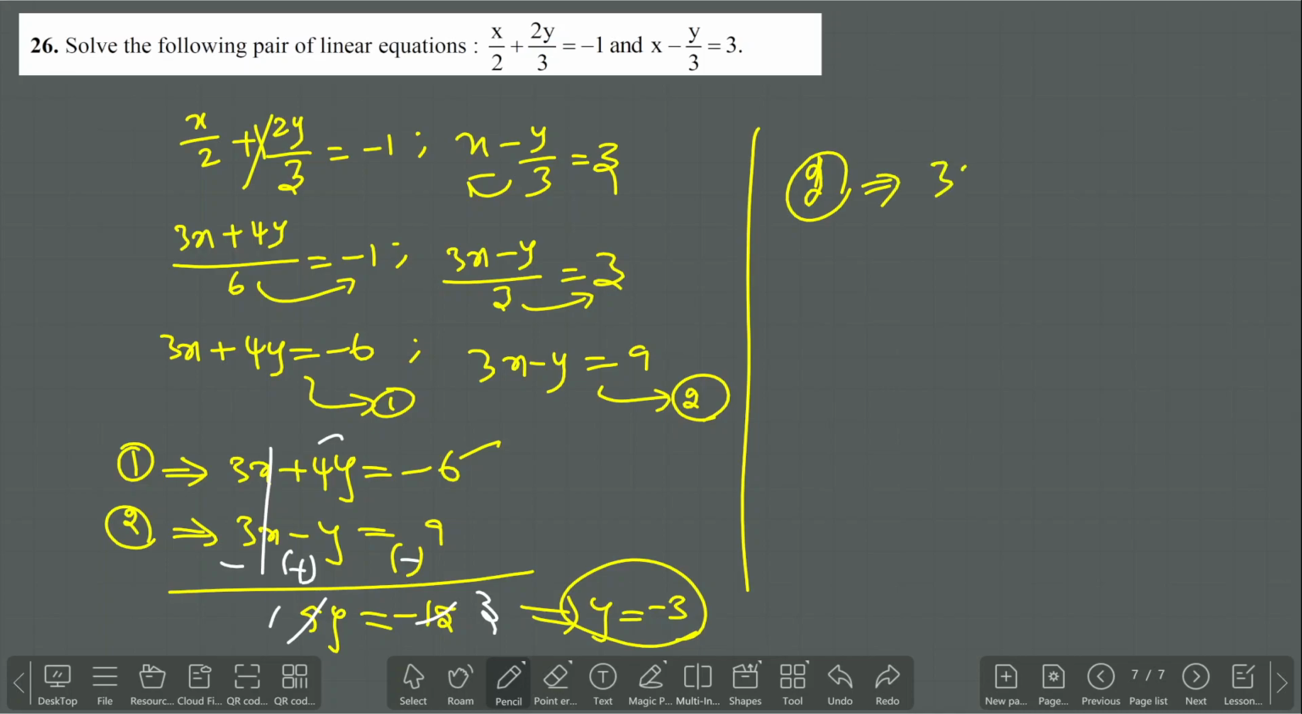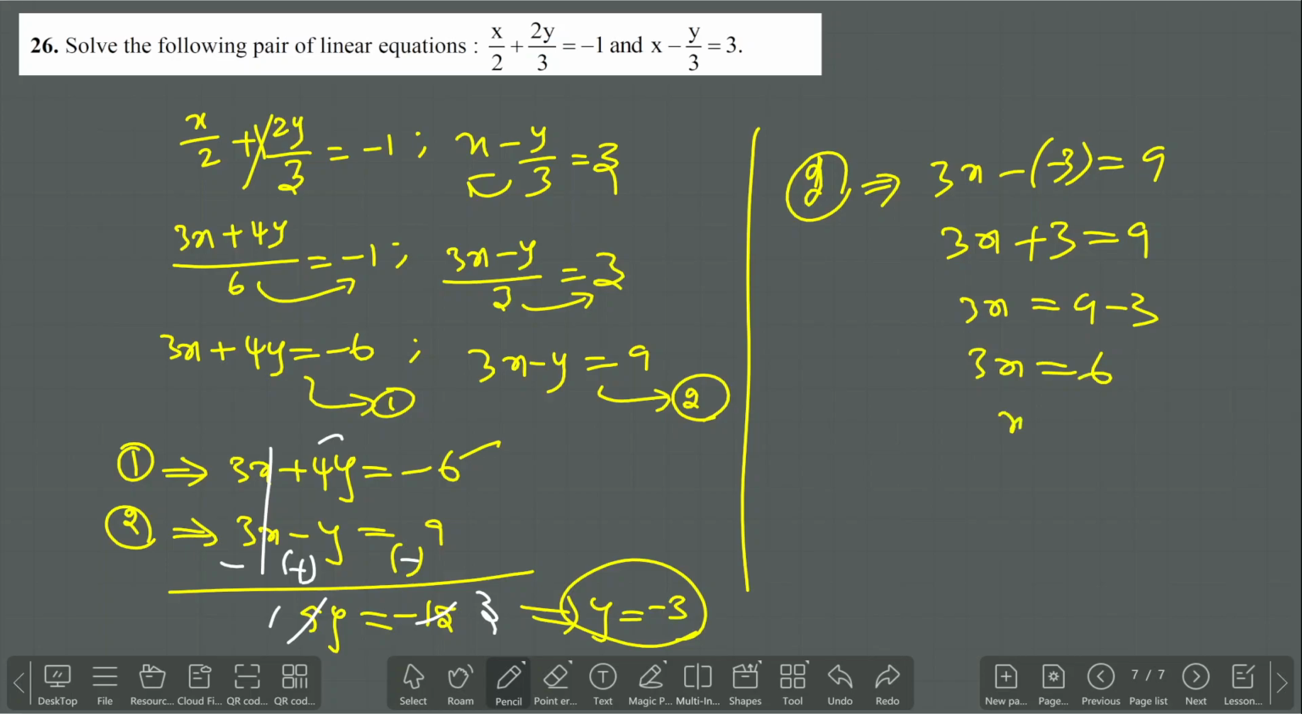So 3 into x minus y, y value minus 3, which is equal to 9. And 3x, minus and minus plus 3, equal to 9, and 3x equal to 9 minus 3 when you send the 3 opposite, 3x equal to 6. 1 time, how many times? 2 when you cancel. So x is 2. Do you understand, children? That's it. This is the record answer. It's a 3 mark question. It's easy, no? It's a 3 mark, but you have to do it carefully.